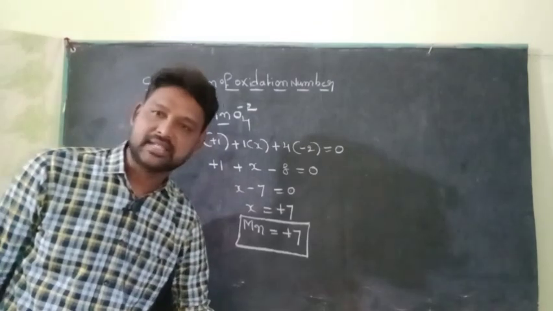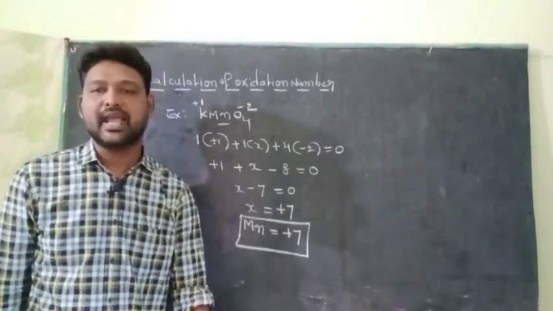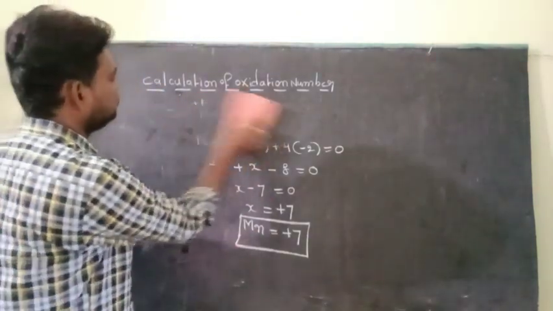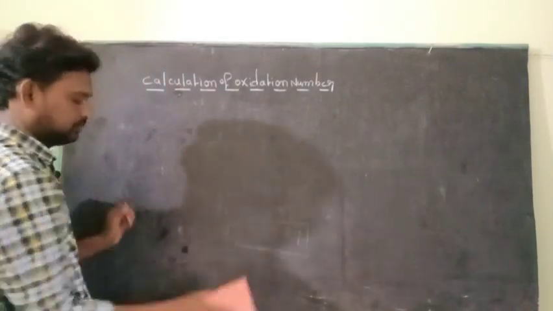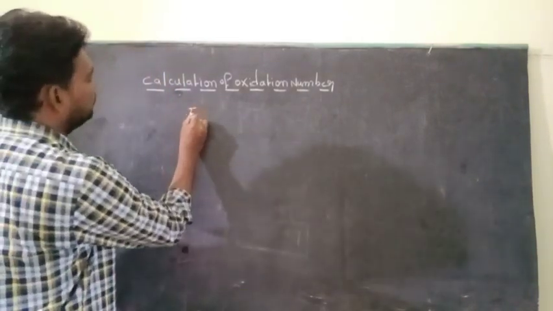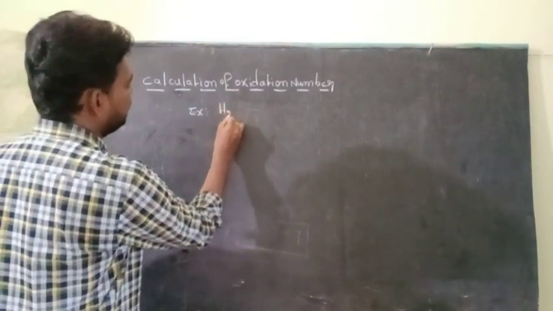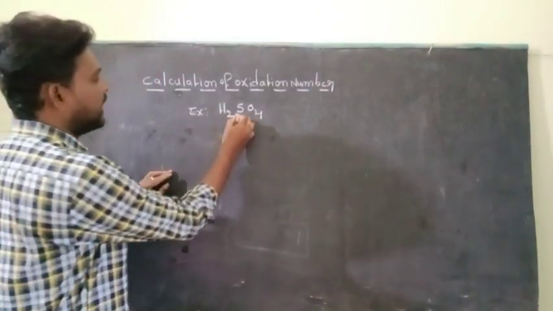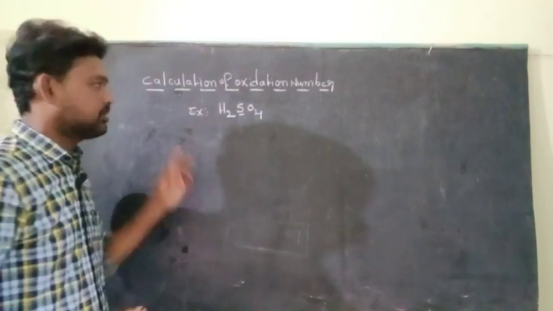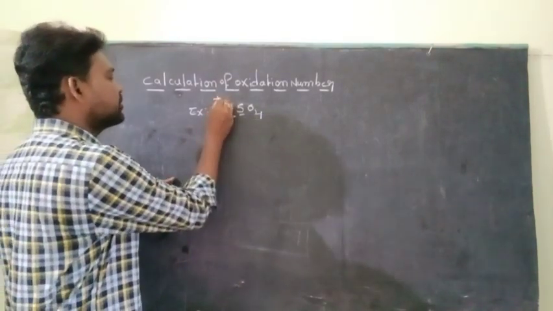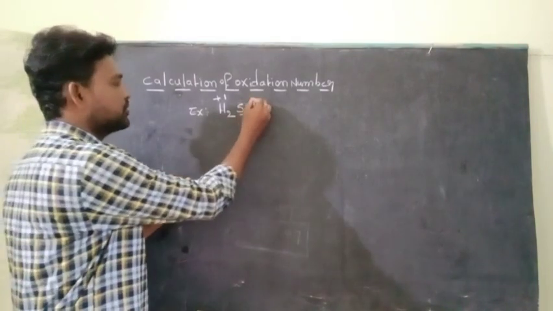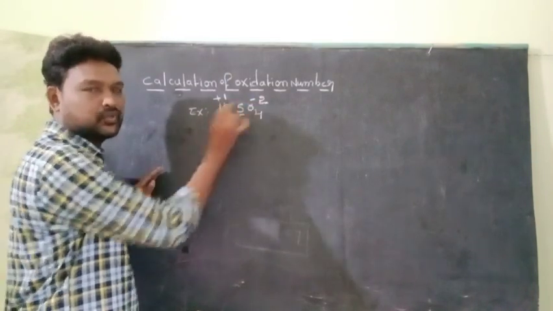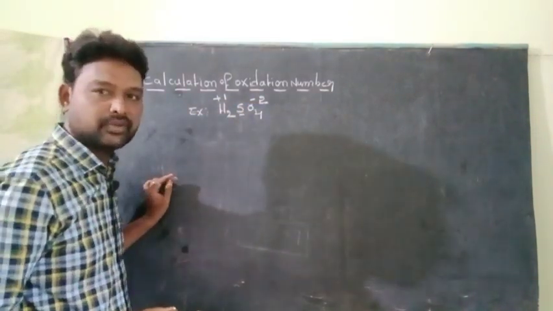You can take sulfuric acid, H2SO4. In sulfuric acid, what is the oxidation number of sulfur? So another example, you can take H2SO4. So how to calculate the oxidation number of sulfur? So here, hydrogen oxidation number is plus 1, the oxygen oxidation number is -2. So by using these oxidation numbers, we can calculate the oxidation number of the sulfur atom.